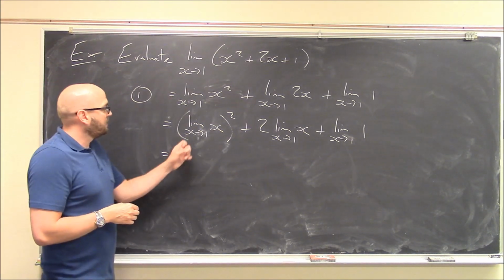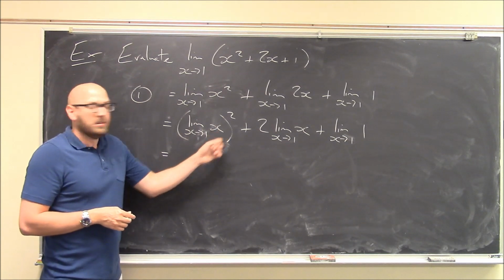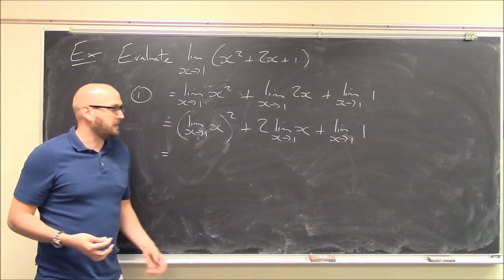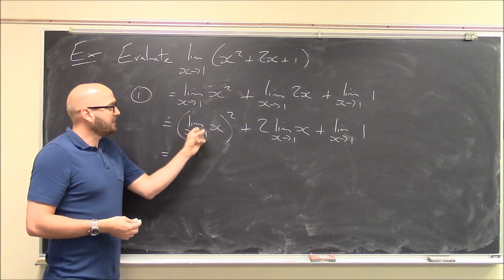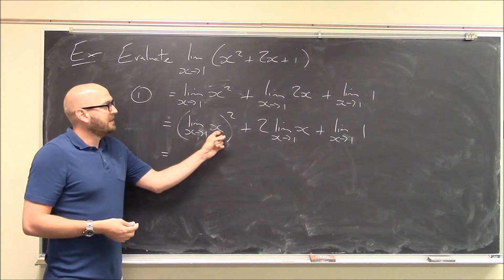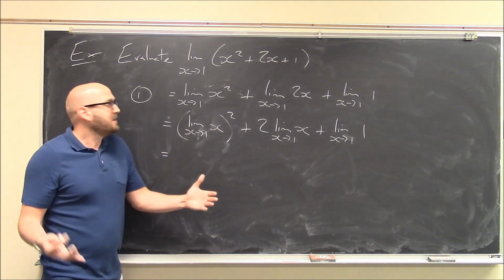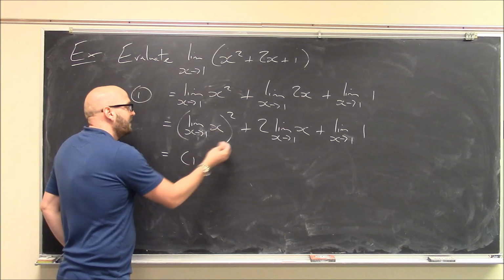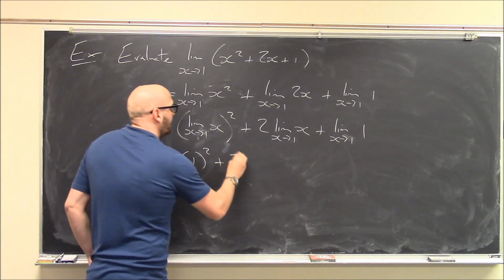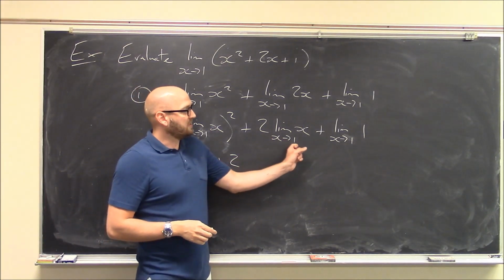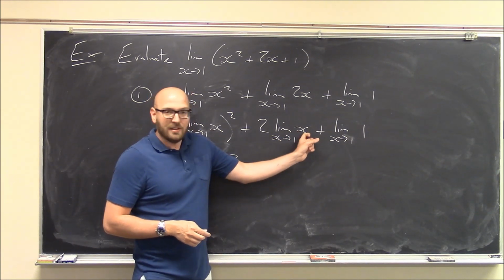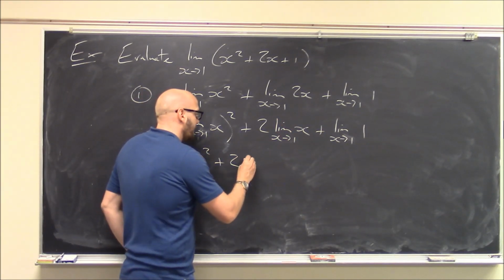Now all you have to know is, what's the limit as x approaches 1 of x? Well, x is a nice continuous function. I can plug in 1. So clearly, as x approaches 1, the function x is approaching the value 1. So this is just 1 squared. What about this thing? Well, this is also the limit as x approaches 1 of x. As x approaches 1, x is approaching 1. So that's a pretty easy limit too. It's 2 times 1.